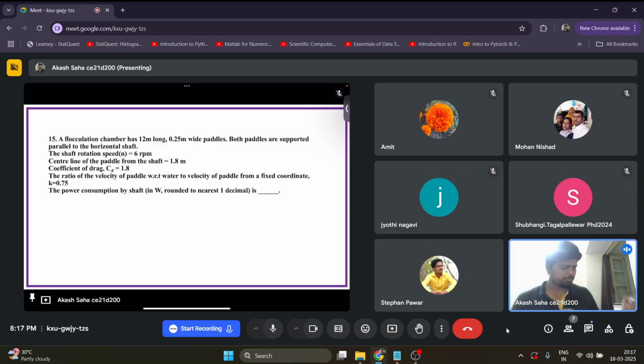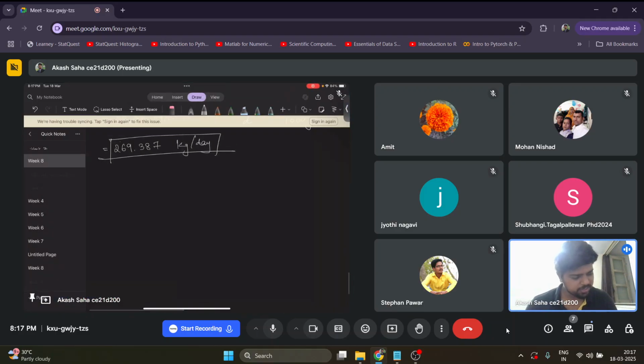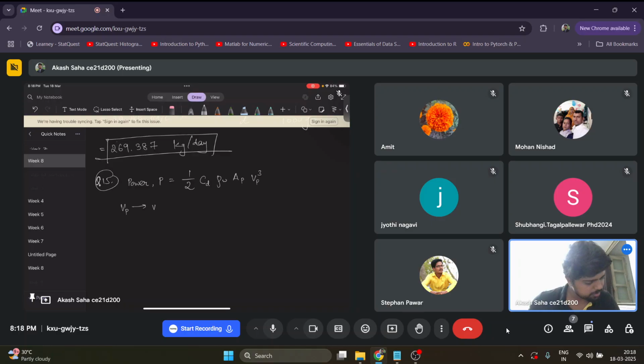Okay, I will just show you the formula. Just wait for a minute. So power when the paddle configuration is given: P is defined as half CD, where CD is the coefficient of drag, then density of water rho W, then AP, the area of the paddle, into VP cube. This VP is nothing but the velocity of the paddle with respect to water, because this is moving in water. So VP is equal to K into 2 pi r n, where K is that coefficient, 0.75, that is given.